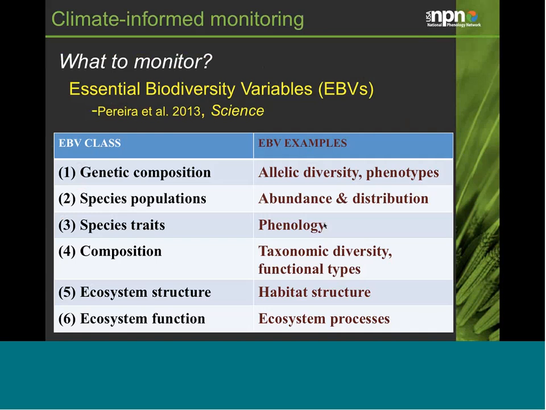And so you can see there's a suite of things. There are different classes and EBV examples here. And because my talk focuses on phenology, I'll point out that this is an EBV, and arguably phenological information can be used to inform the other variables as well. In other words, it can be viewed as a cross-cutting variable. So along these lines, phenology also cross-cuts spatial, temporal, and biological scales.